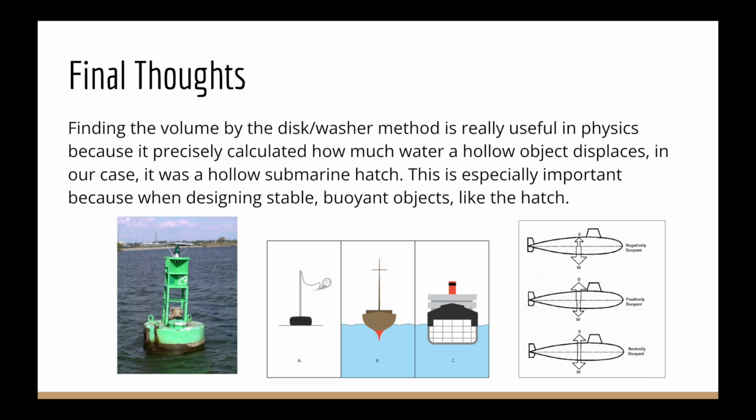Now onto my final thoughts. Finding the volume by the disk/washer method is really useful in physics because it precisely calculates how much water a hollow object displaces, which in our case was a hollow submarine hatch. This is especially important when designing stable buoyant objects, which for example was the hatch. Below I have other pictures where physics can be used to figure out if those float.